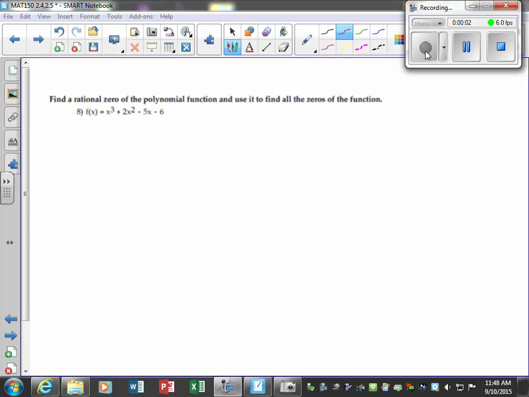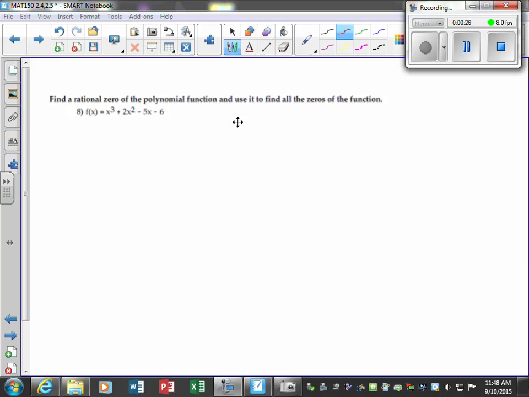Alright, so this one's not going to be too bad. It's an x cubed. It says find all the zeros, but what's different about this is they didn't tell me anything to start with. So what I want to try to do is use my rational zero theorem to find all the possible ones I should be guessing with, so I'm not just out there all day long guessing forever.